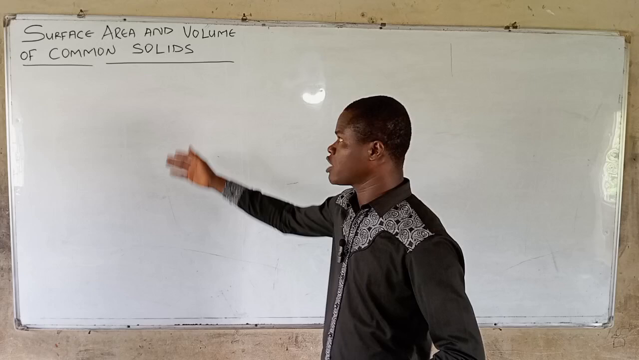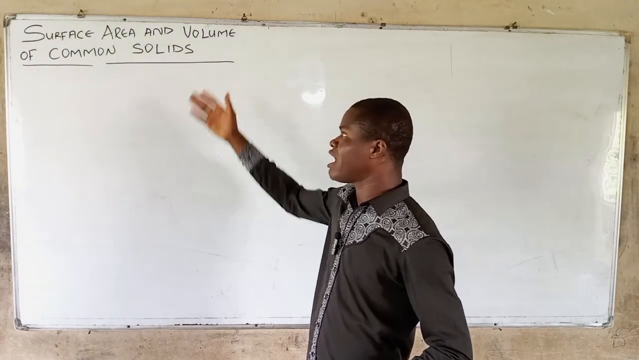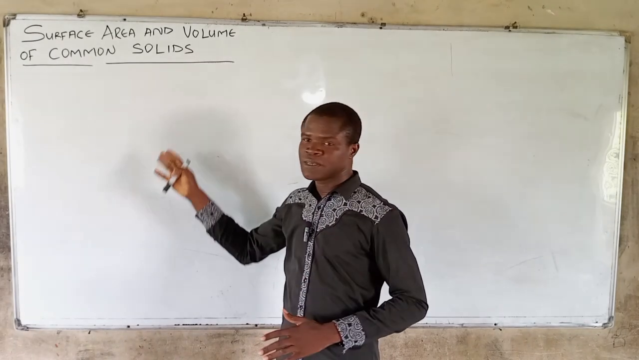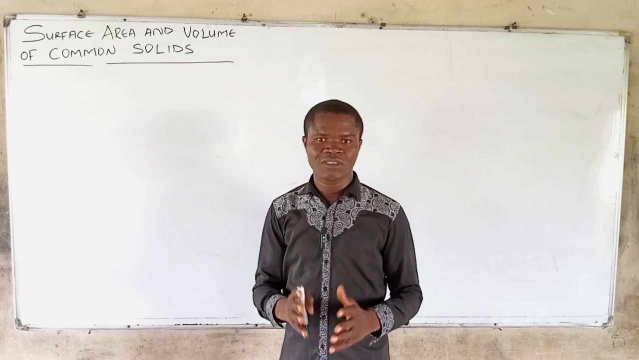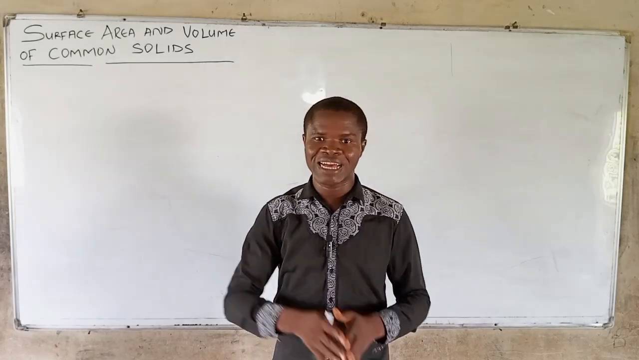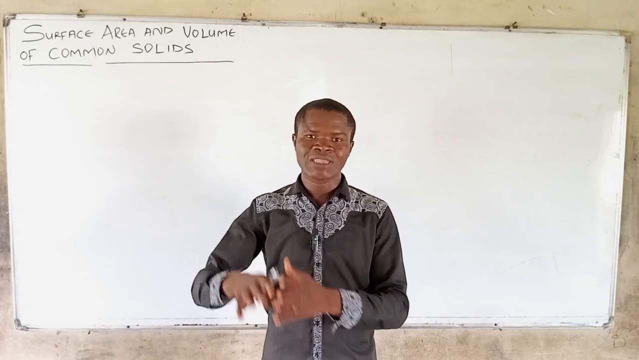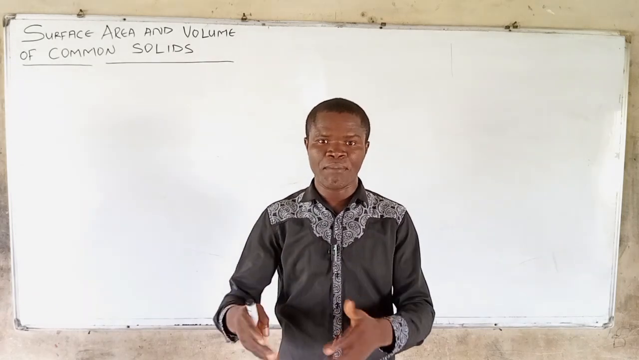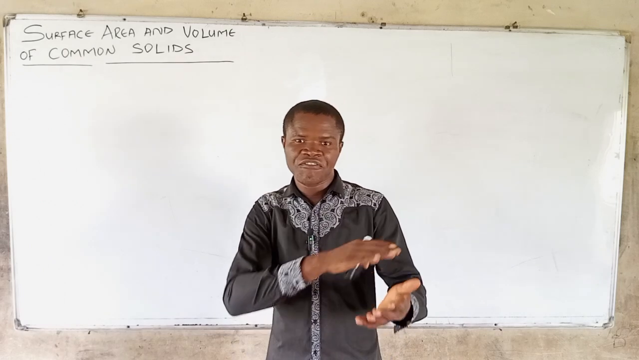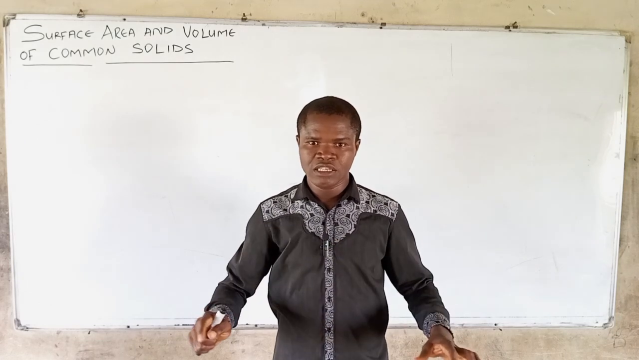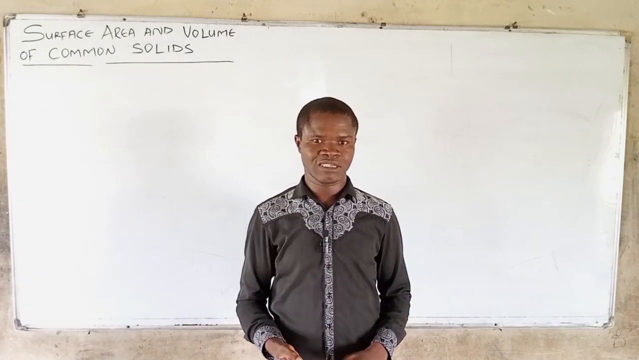So today I'll be taking you through surface area and volume of solid shapes. Before I dive deeper into this topic, you must understand that there is a clear difference between solid shapes and plane shapes. So what are plane shapes? Plane shapes are otherwise known as two-dimensional shapes. They have length, they have width, and they don't have height, no depth, no thickness.